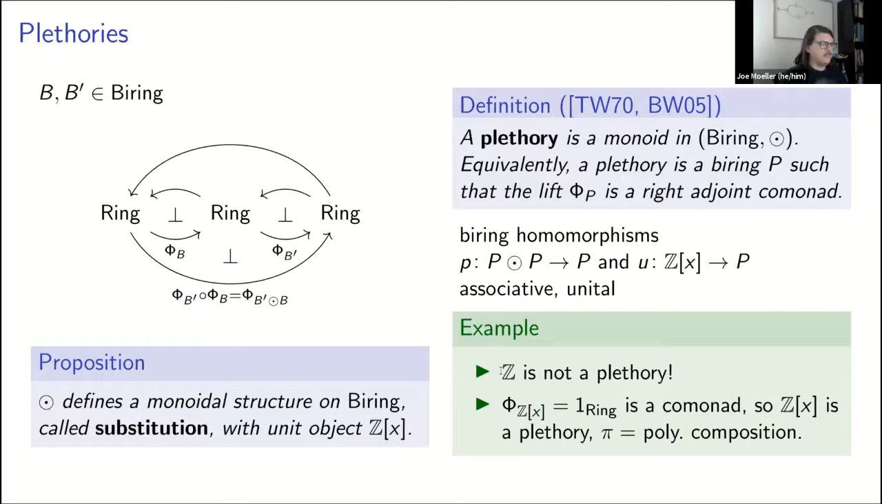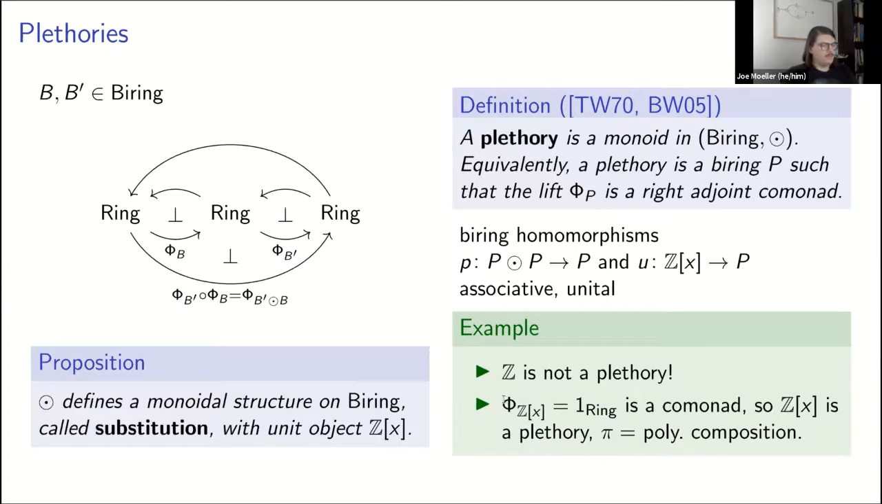So first, our two examples. Z is not a plethory, and it comes from really basic facts about rings, so I'll just let you figure it out. Why is the lift of Z not a comonad? But the other one is.